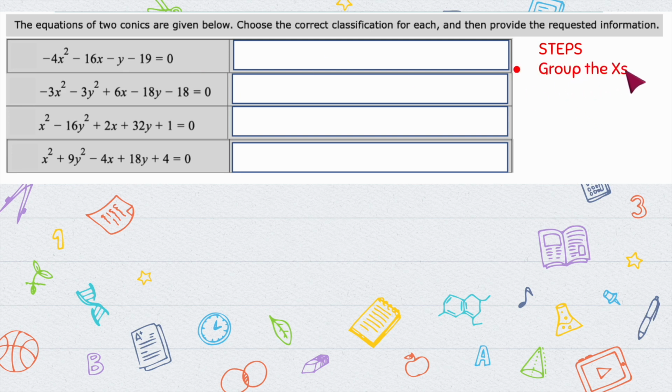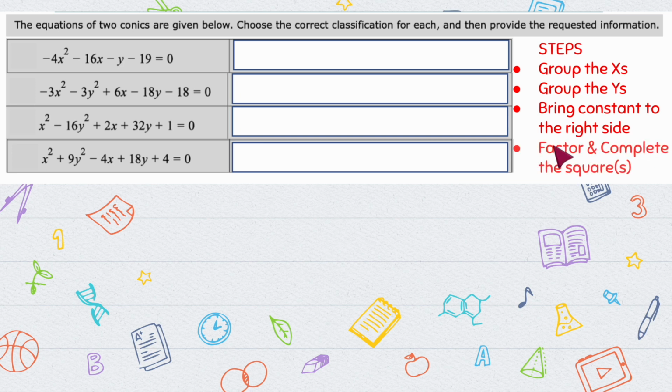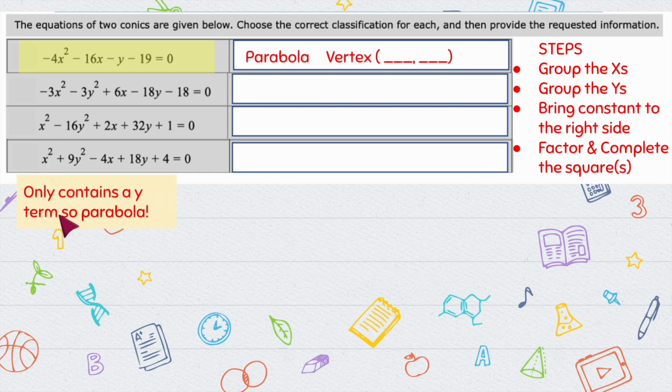our steps are first group the x's, then group the y's, which you're going to do at the same time, and bring the constants over to the right side. Since they all equal 0, in this case I can just say bring it over to the right side. It depends on how the equation is set up, but these are all set up the same. It looked very similar for every single one that I looked at. And then you're going to factor and complete the square or squares so that you can set it up into standard form.